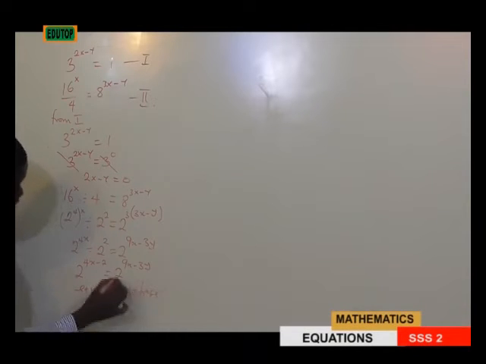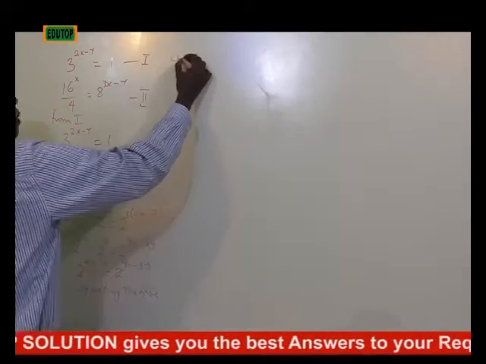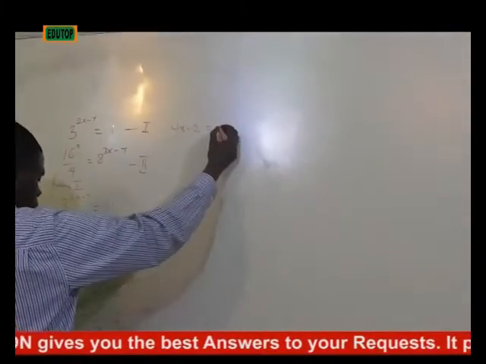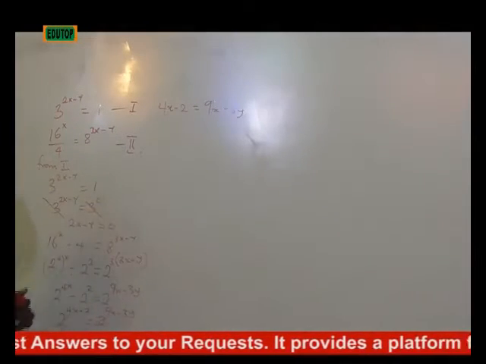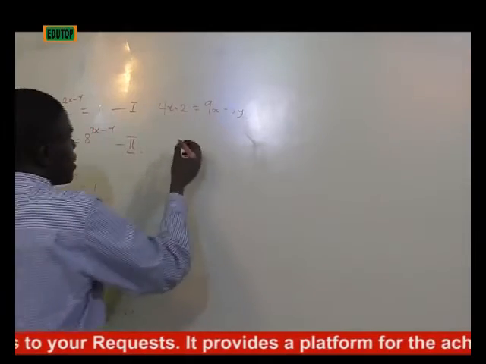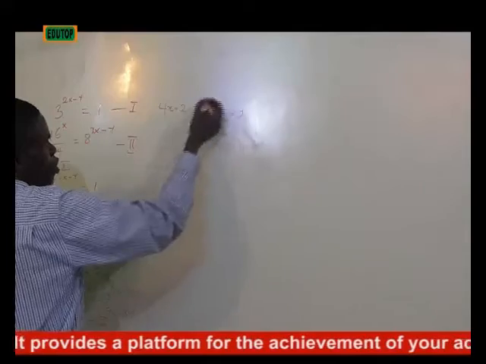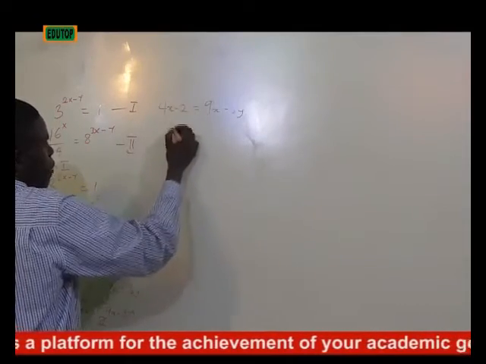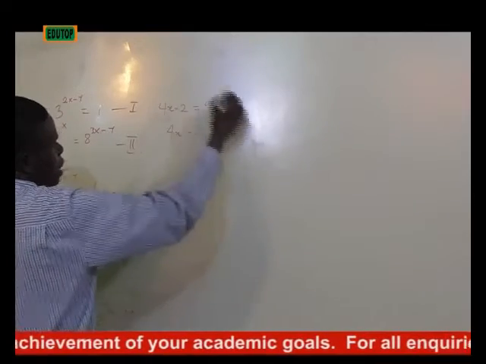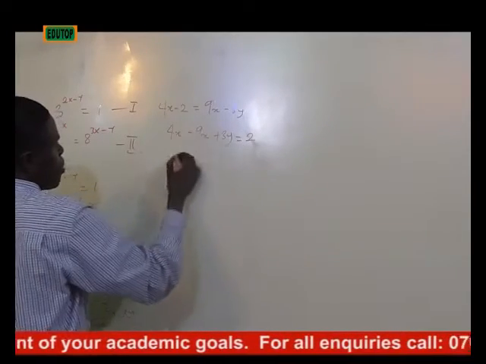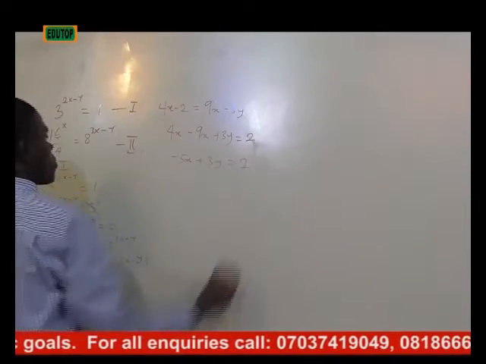So equating the base, this cancels this. So automatically I will have 4x minus 2 equal to 9x minus 3y. Then if I simplify this, I can bring this one to the other side and bring all what you have on the right hand side to the left hand side. Then I have 4x minus 9x plus 3y. Then I transfer this on the other side, I have 2. So this one becomes minus 5x plus 3y equals to 2.